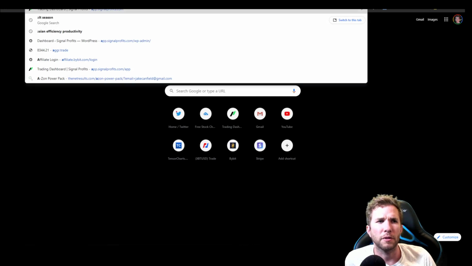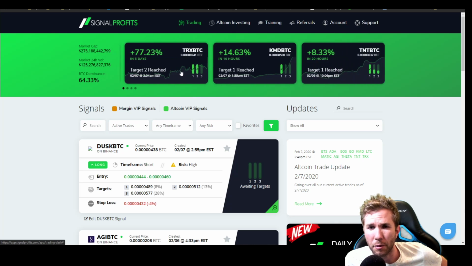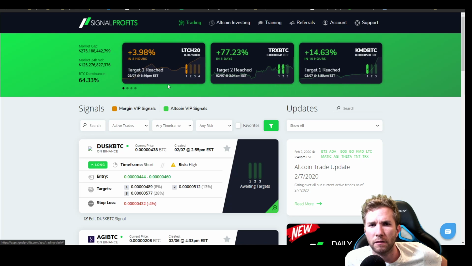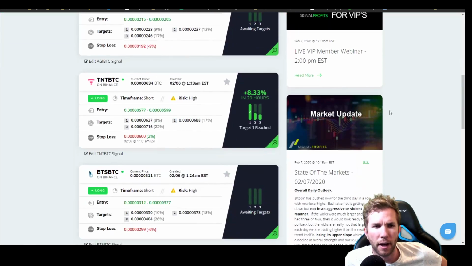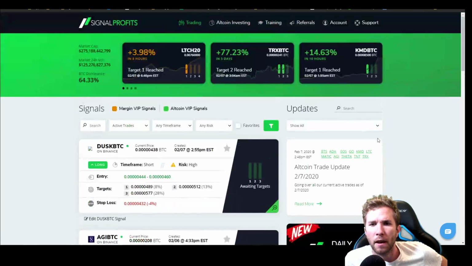Obviously, Signal Profits is my trading community. If you guys aren't familiar with Signal Profits, I can show you what it is. There are two services here, margin and altcoin. At the top you can see our TRX trade, we did 77%. Komodo, these were just take profits today, February 7th, February 7th, February 7th, February 6th. Been on quite a tear. The orange is the margin trades, so we shorted TRX, shorted BCH. I think we made 4% on Litecoin earlier today. Sometimes they're scalps, sometimes they're long trades. ADA, we're still in an ADA trade.